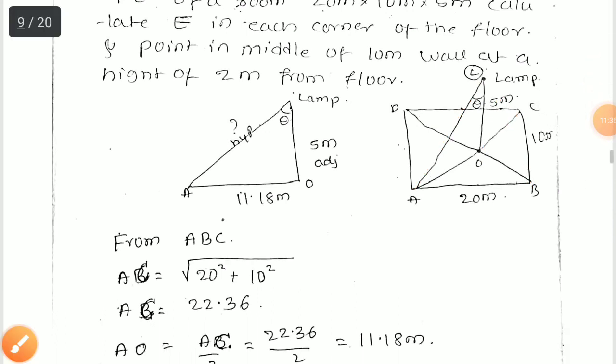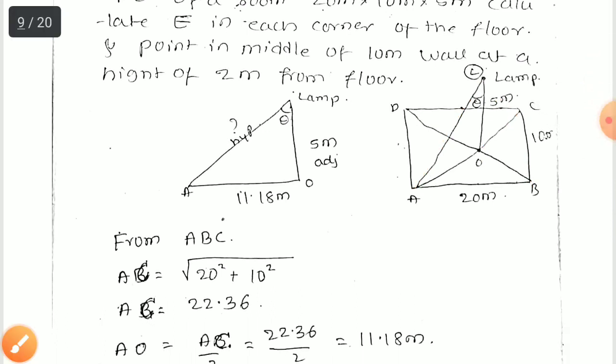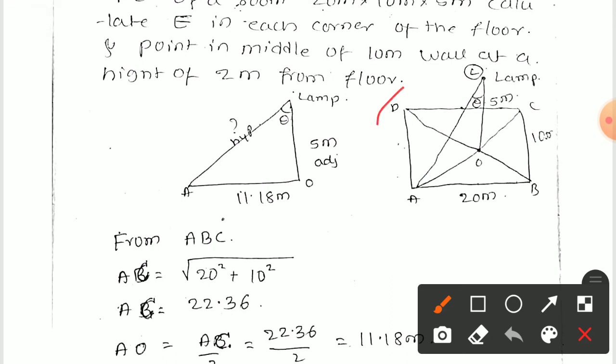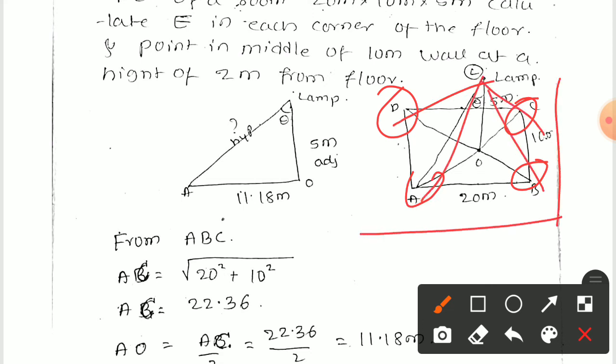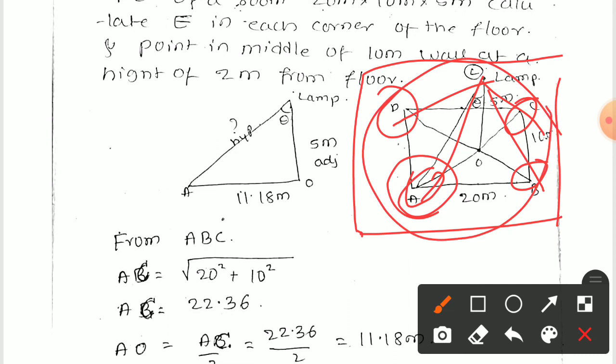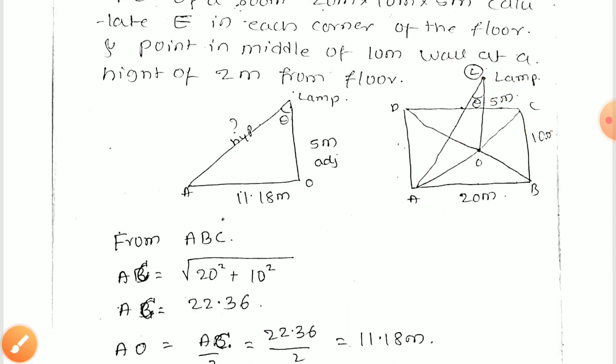So that's it for today. They asked you to calculate the illumination at all the corners. If you calculate it at one corner, it remains the same, because of the dimensions of the room. So this type of problem you will get on illumination. Some more difficult types of problems you may get, and such problems we will take up in the next video.